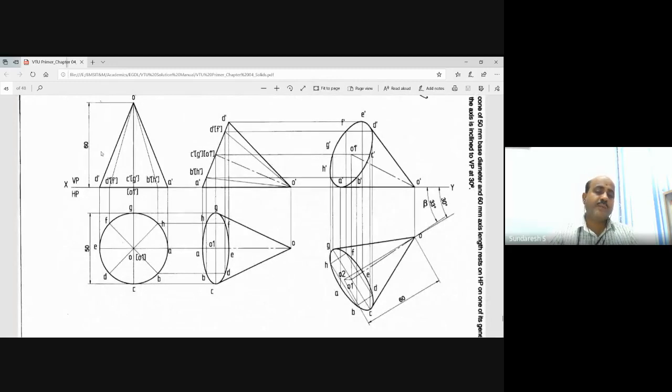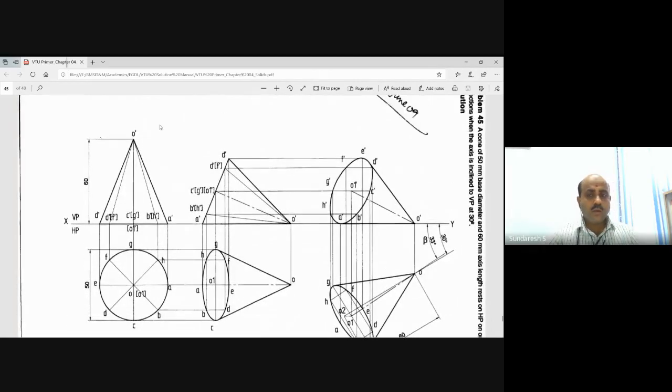Same procedure here. So construct a top view of a cone, which is a circle of base diameter, they have given 50 millimeter. So construct the circle of 50 millimeter diameter. Okay, so divide the circle into 8 equal parts. Okay, then project it for the front view.